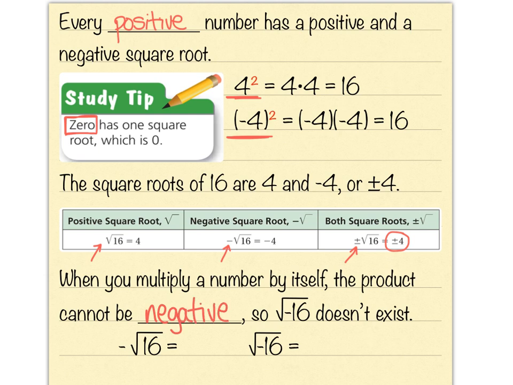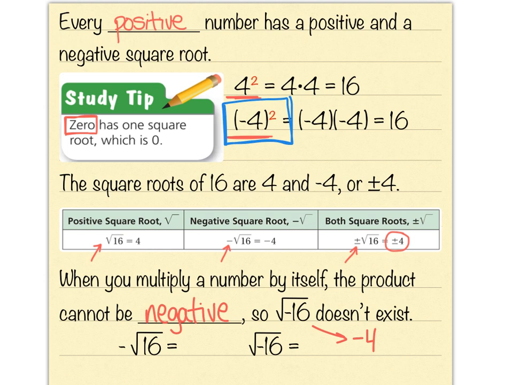So the square root of negative 16 does not exist. And so you may be thinking to yourself, well, hang on a second, why wouldn't the square root of negative 16 just be negative 4? Well, again, go back to what we did up here at the top. If you do negative 4 squared, you don't get negative 16, you get positive 16.